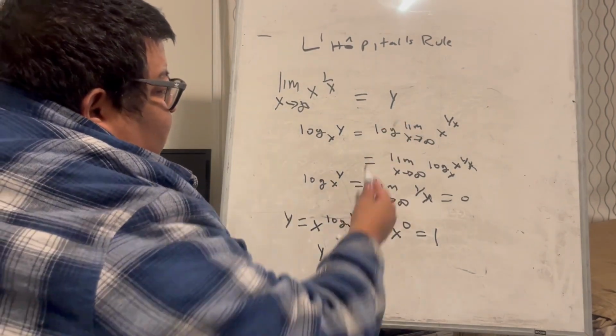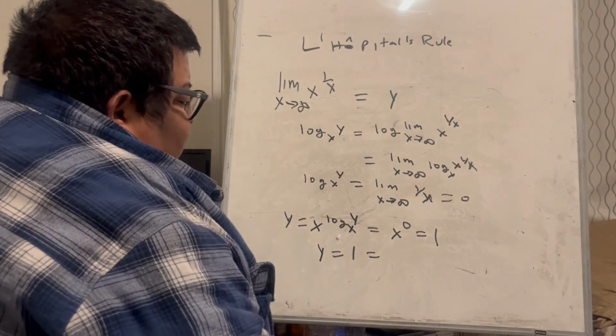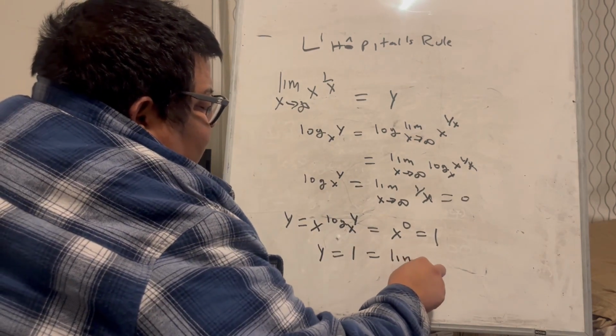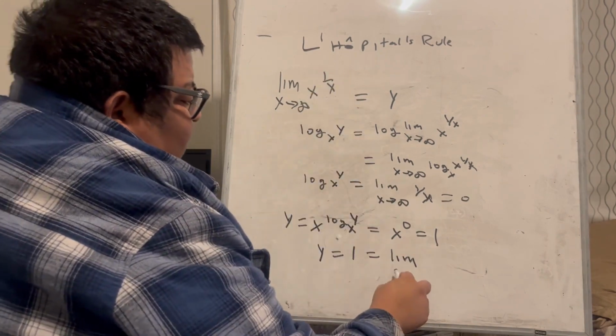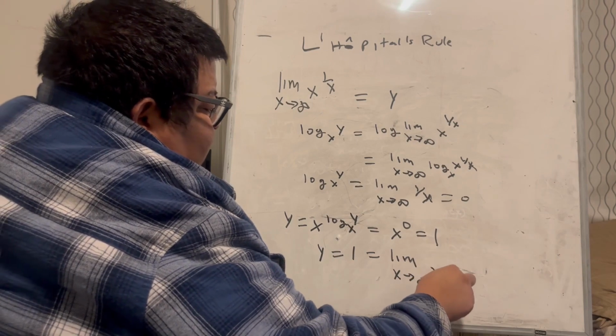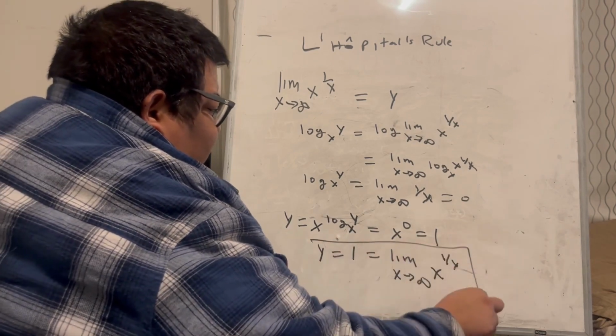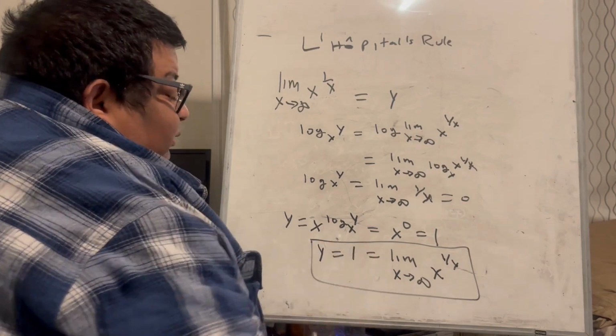So what that means is that the limit, which is the original question, the limit as x approaches infinity of x to the 1 over x, is our final answer. The final answer is 1.